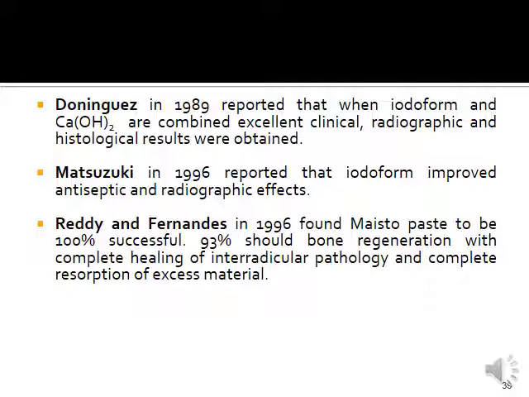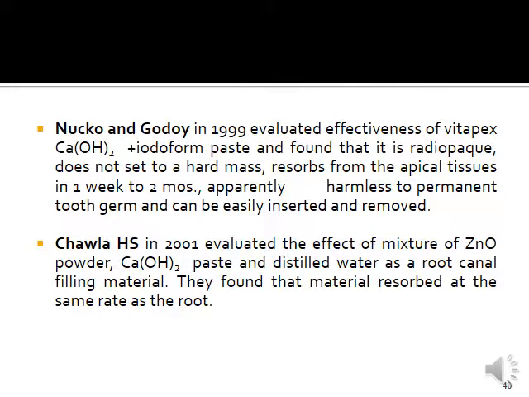Reddy and Fernandez in 1996 found Metapex to be 100% successful, with 93% showing bone regeneration with complete healing of interradicular pathology and complete resorption of excess material. The effectiveness of Vitapex, calcium hydroxide and iodoform was evaluated, and it was found to be radiopaque, does not stick to hard mass, resolves from the apical tissue within 1 or 2 weeks, 1 week to 2 months, is apparently harmless to permanent tooth germ and can be easily inserted and removed.